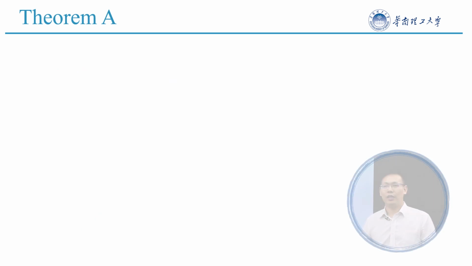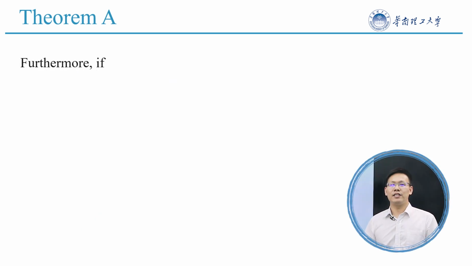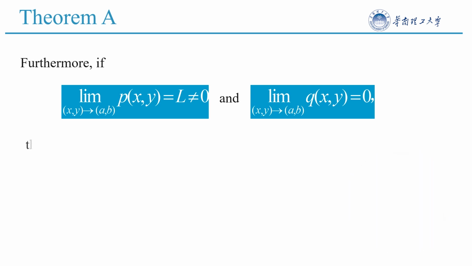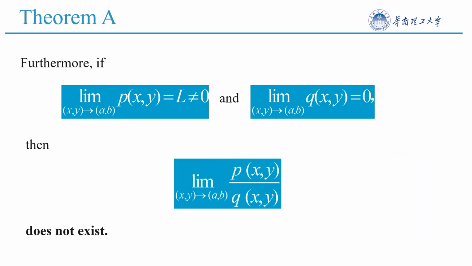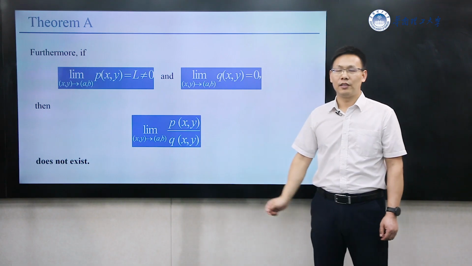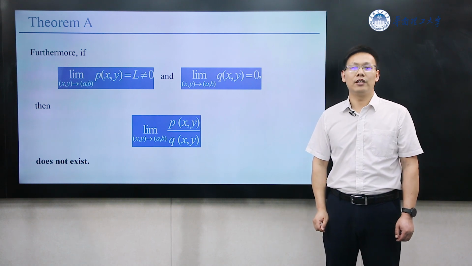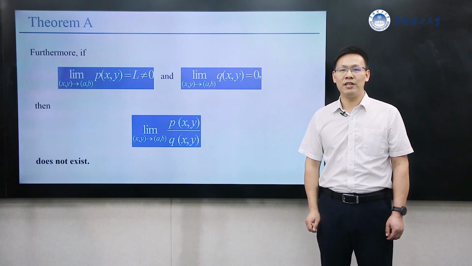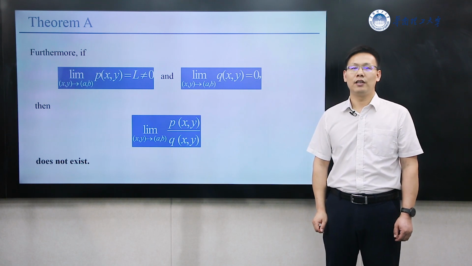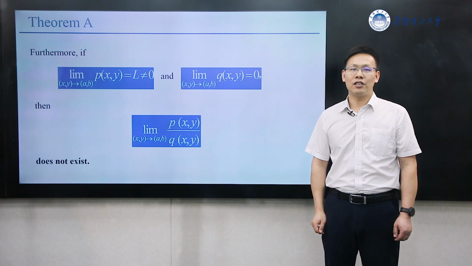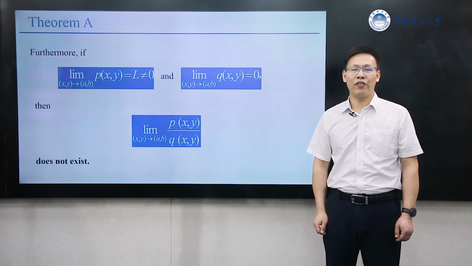Furthermore, if the limit of P is L and L is not equal to 0, and the limit of Q is 0, then the following limit does not exist. Note, this theorem shows that the substitution method is valid for polynomial and rational functions in variables x and y, which is analogous to theorem 1.3b.